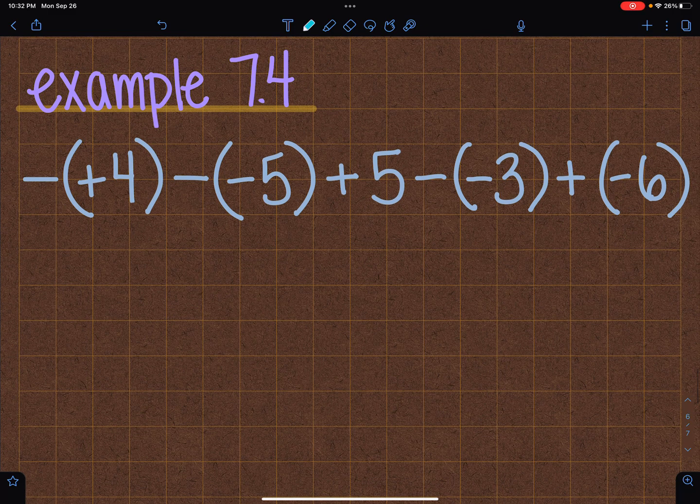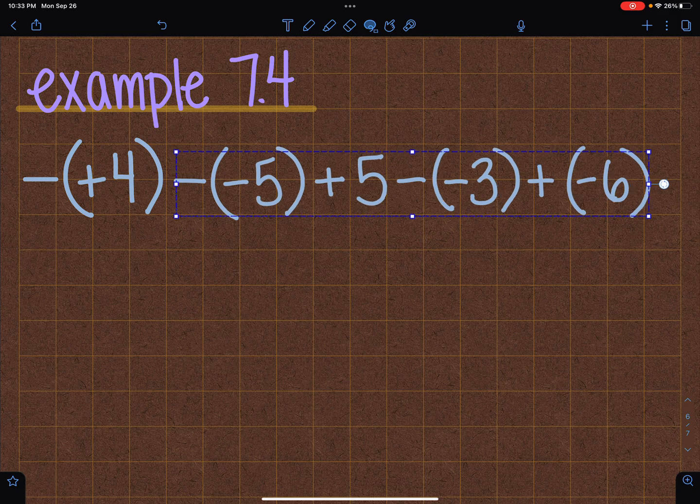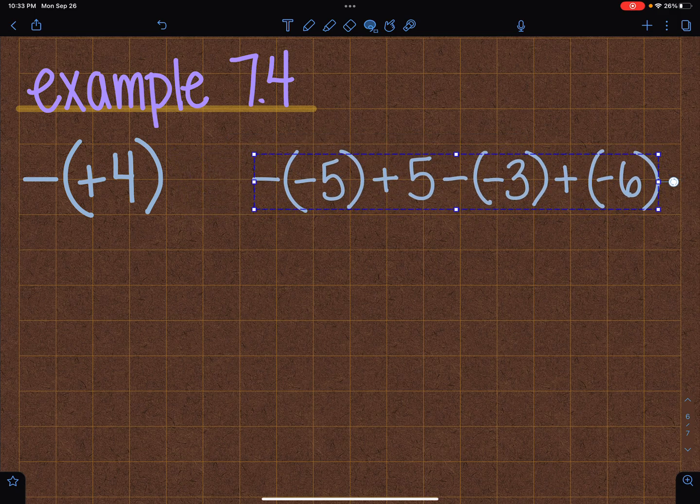Example 7.4. The first thing I'm going to do is take a step back and say I have this number, I'm adding this number, but it looks like I need to add a plus sign. Then I'm adding this, then I'm adding this, then I'm adding this. So I have 1, 2, 3, 4, 5 different numbers that I'm adding together. Let's simplify that. First, I like to add my plus signs, but I'm going to need a little more space.